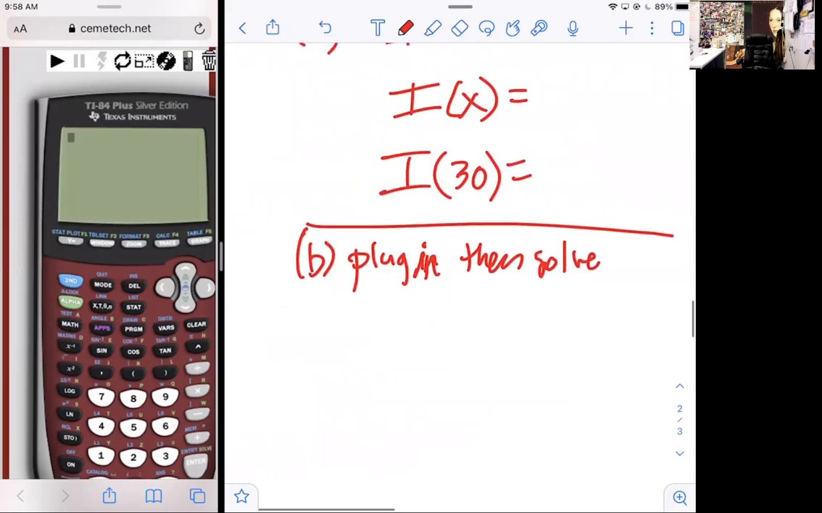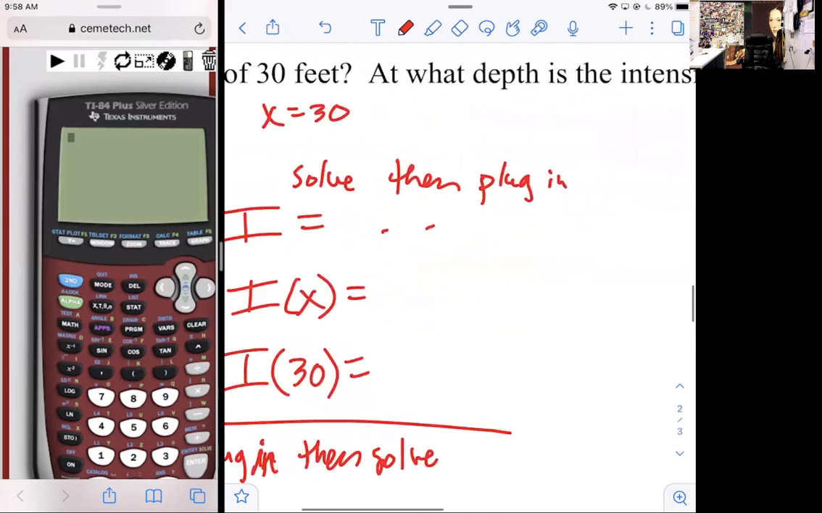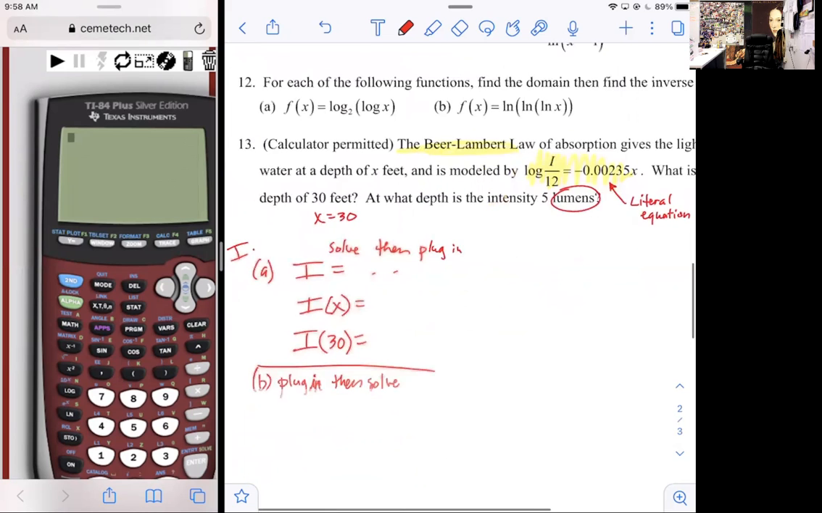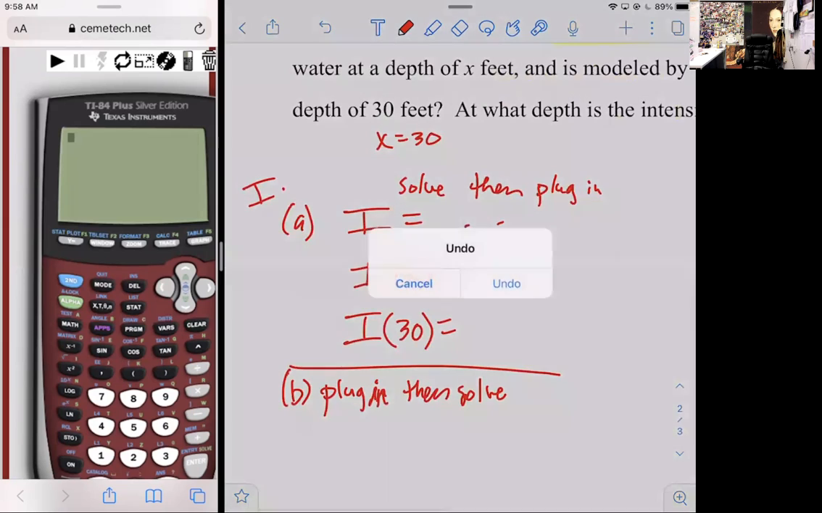If I chose to plug in and then solve, think about it. I would have to plug in different values of x into this equation, and then every single time I would have to solve for I. I would have to redo all the math each and every time, right? So that's why we want to do part A.